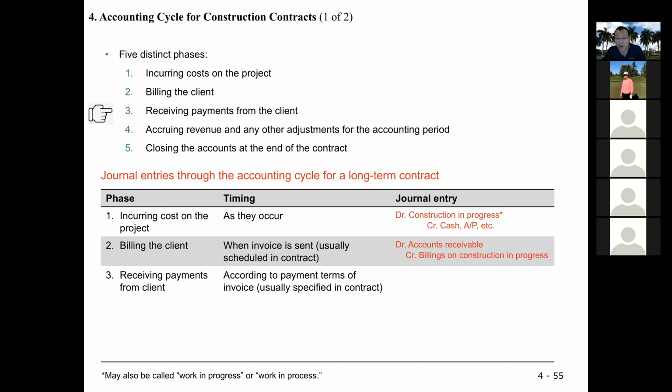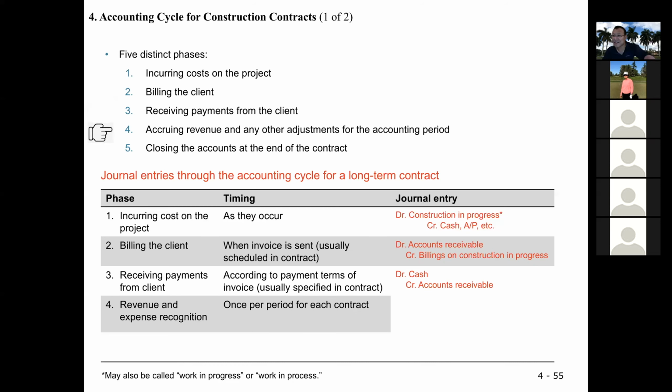Number 3, when you receive payment, this is the easy part. You debit cash, credit AR. Number 4, when you accrue revenue. This is the time you recognize revenue and expenses. What is our journal entry? You credit revenue, and debit what? Debit the cost of sales.